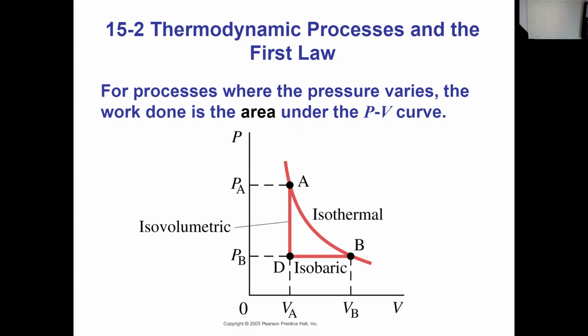So that's really a big component of the PV diagram, is that each location on the PV diagram is going to correspond to a particular temperature. And a set of all points where the temperatures remain the same is called an isotherm.